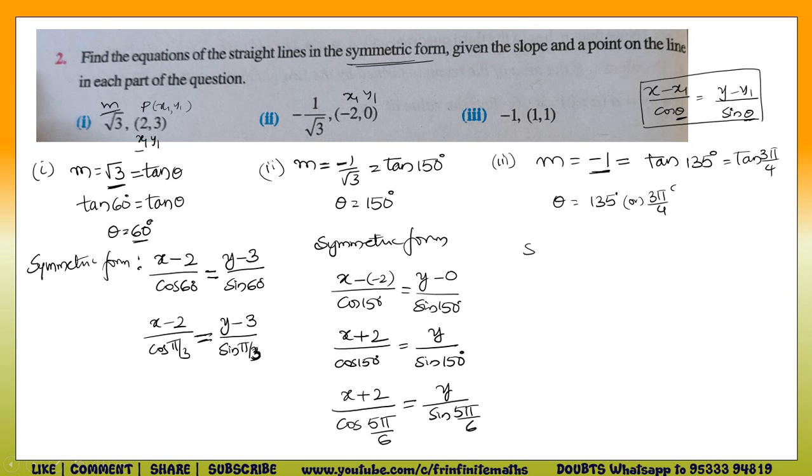Right, now writing down the symmetric form. So what is symmetric form here? I can write it as x... here this is x1 and this is y1.